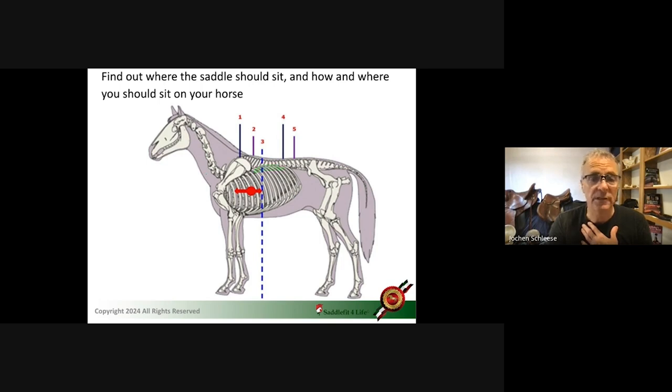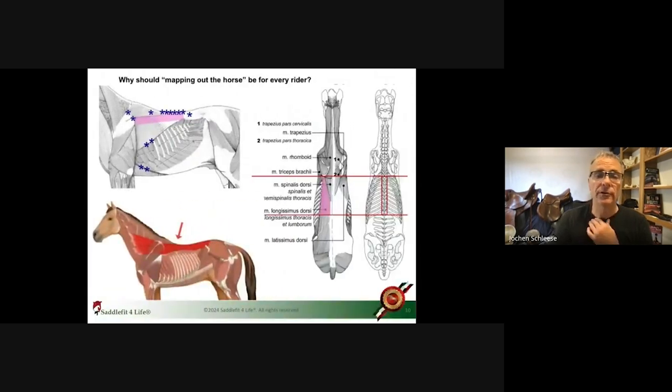We have saddles that sit from line 1 all the way to line 5, like army saddles, packing saddles, western saddles, some baroque saddles, gaited saddles. But that means the main contact should always sit between line 2 and 4. And of course, this dotted line is the balance point. Looking from the top here, you can see how the rib cage goes narrow, right? So that's just a view.